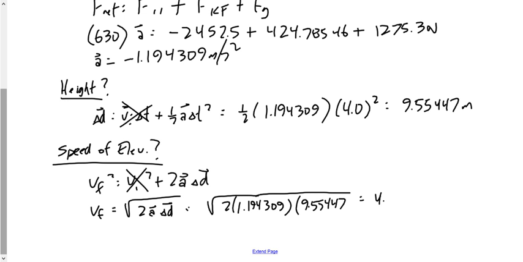VF gives me 4.77723 meters per second. So this is how fast the elevator is moving when the ball was released at a height of 9.55 meters above the ground.